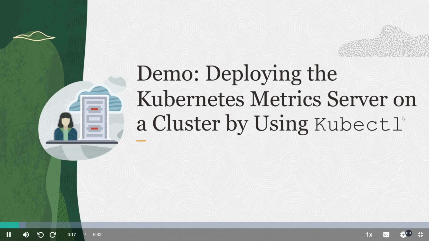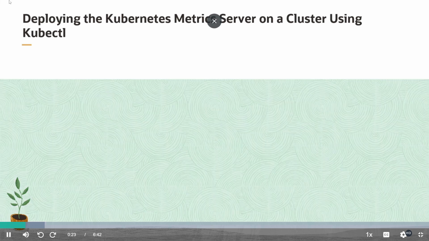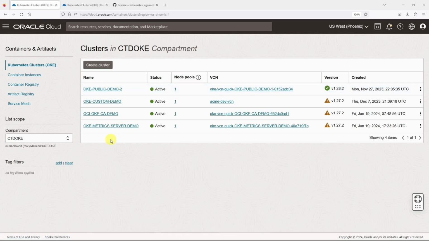Let's get started. Let's look at the steps required to deploy the Kubernetes metrics server. Firstly, we must set up the cluster access using the kubeconfig file. For this demonstration, I've created a Kubernetes cluster named OKE metrics server demo. I'll use this for our demonstration.